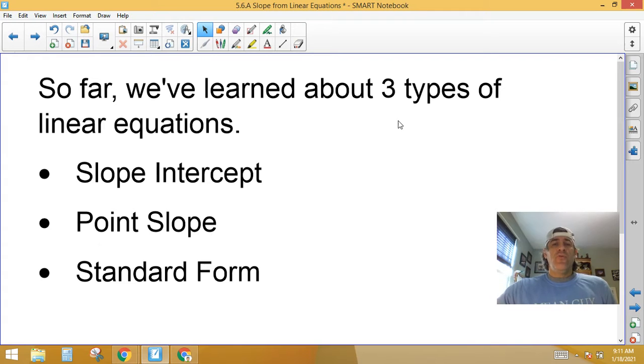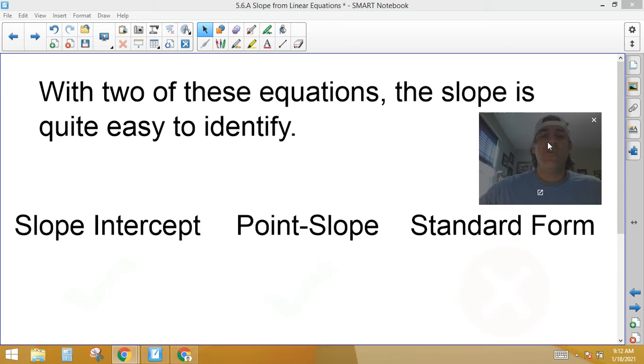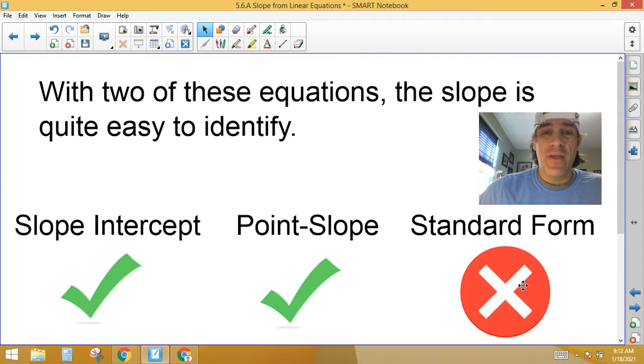Okay, so far we learned about three different types of linear equations. Slope-intercept was first, then we covered point slope, and lastly we just wrapped up standard form. With two of these equations, the slope is quite easy to find. Which two of these three would you say are the easiest to find the slope? I hope you said slope-intercept and point slope, and not standard form. Standard form tells us nothing about the slope, while in slope-intercept and point slope the letter M is clearly in the equation.